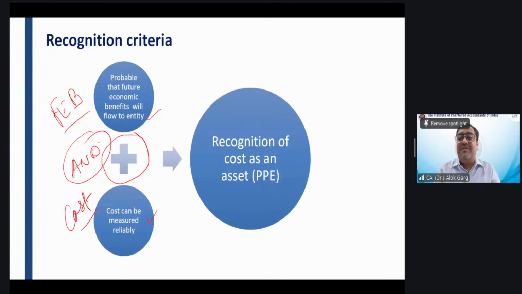Sir, cost can be measured reliably. Yes, we know the cost. Sir, whether future economic benefit is probable? Answer is no. गवर्नमेंट ने तो बैन कर दिया ना आउटपुट. The government has banned the output from this machinery. How will you arrive at a future economic benefit?